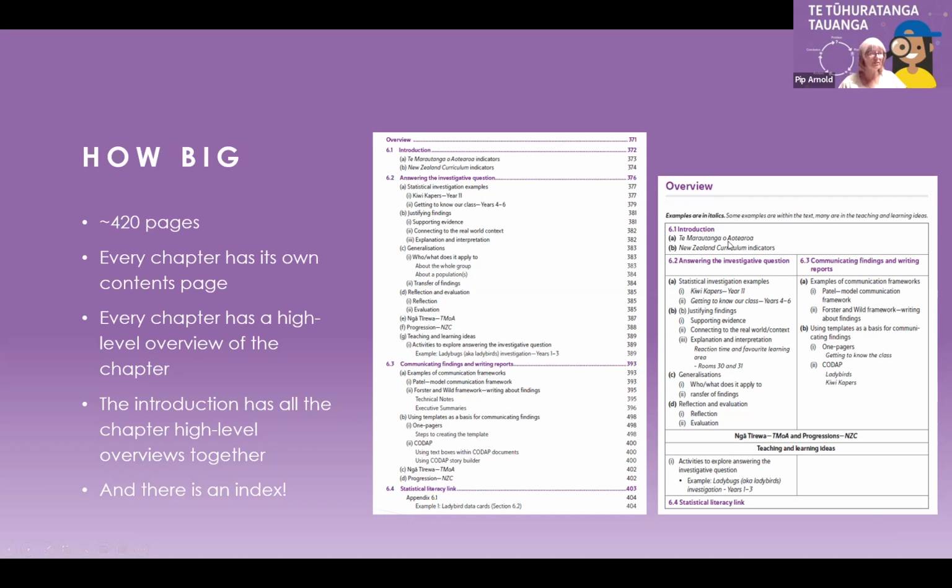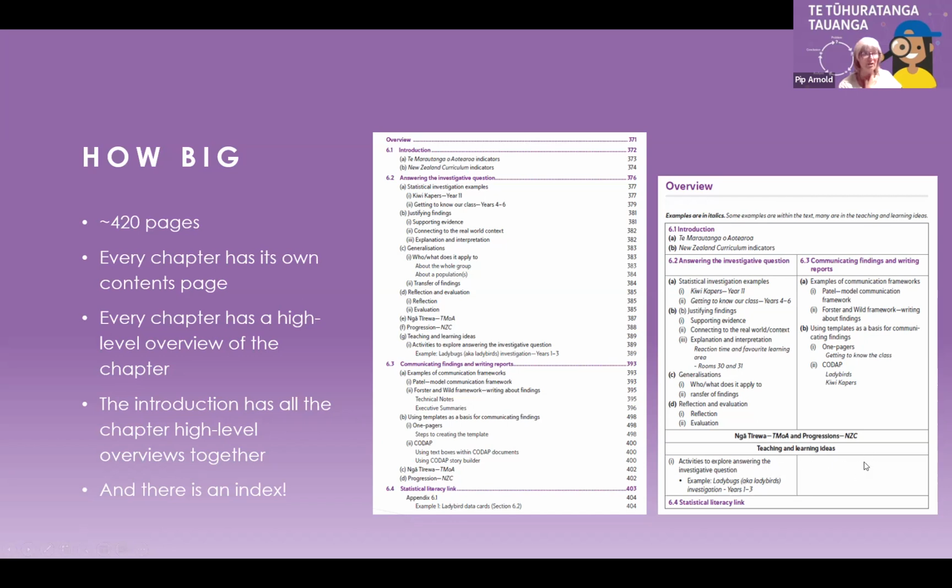And that just shows you the introduction has the indicators. We then have the content sections, be they 2, 3, or 4. What's in the content sections? This here pretty much aligns with this here. If there is an example, a data set that's used, then that's italics, you can see here. Reaction time and favourite learning area, rooms 30 and 31, getting to know the class, ladybirds and kiwi capers. Those are the data sets of the examples. Then there's progressions, then there's teaching and learning ideas, and here it lists the teaching and learning ideas.